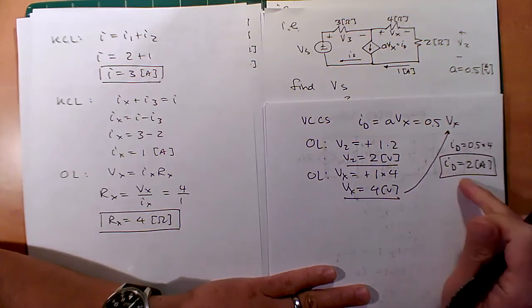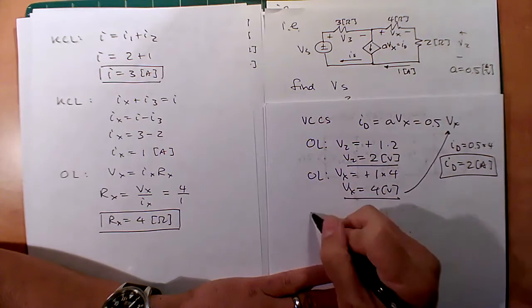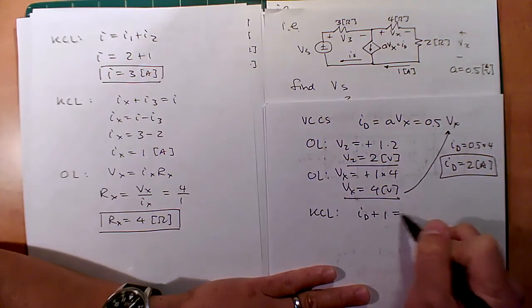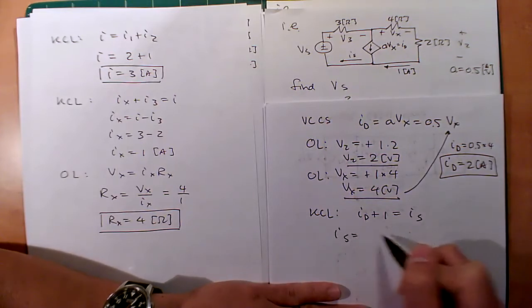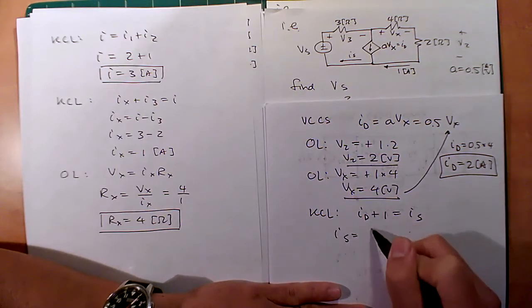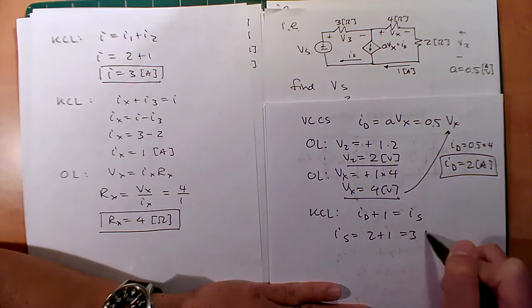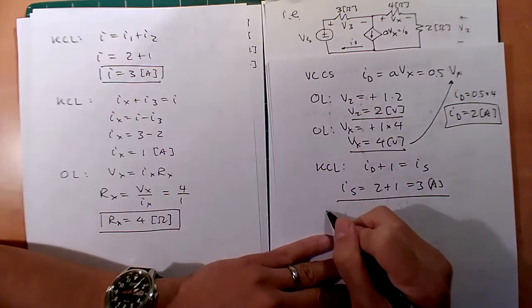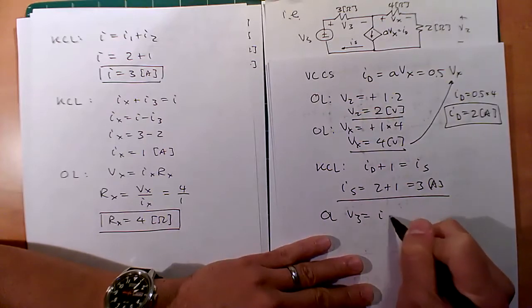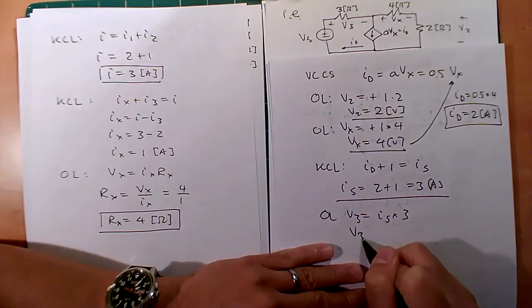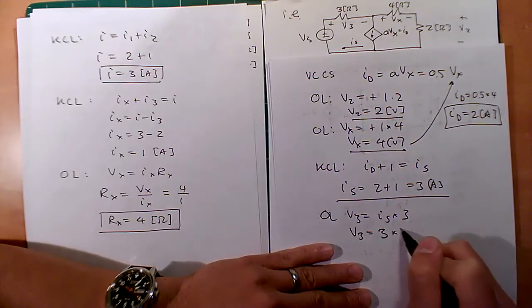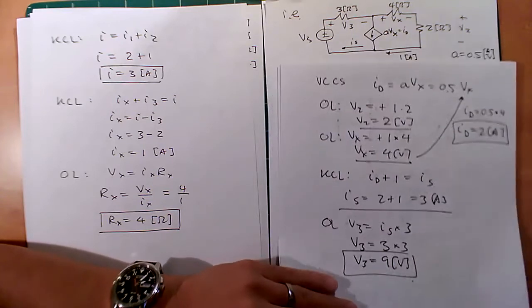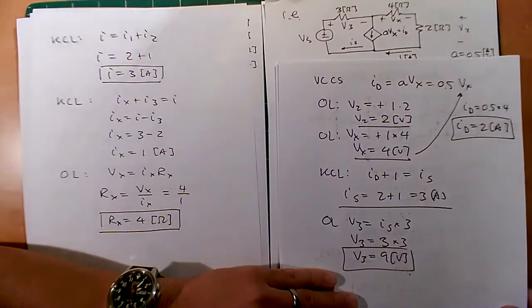Great. So then once I have ID, I do a KCL and I can say ID plus 1 is equal to IS. So IS is equal to 3. 2 plus 1 is equal to 3 amps. Great. Once I have this, I use Ohm's law: V3 is equal to IS times 3. So V3 is equal to 3 times 3, 9 volts. Great. And the last, we'll do that KVL that we talked about.